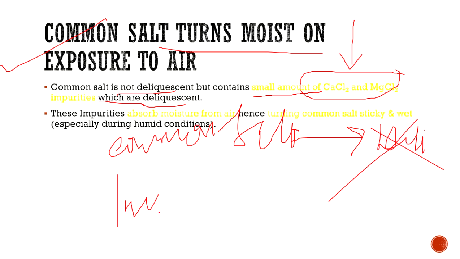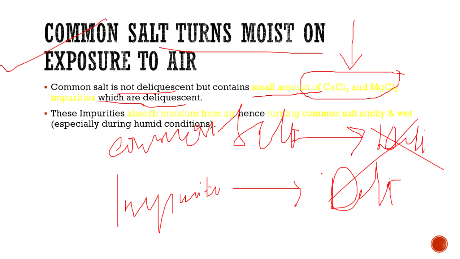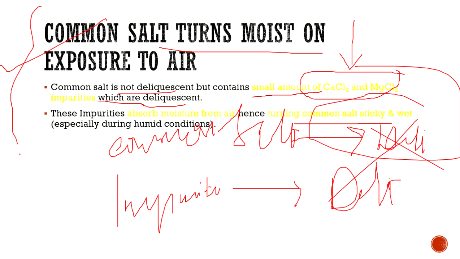But the impurities of calcium chloride and magnesium chloride, what do you call it? Deliquescent. Common salt is not deliquescent, but the small impurity of calcium chloride and magnesium chloride is deliquescent. Due to this absorption of moisture, it turns humid, so moist and sticky and wet, especially during humid conditions. Got it? This you have to learn.